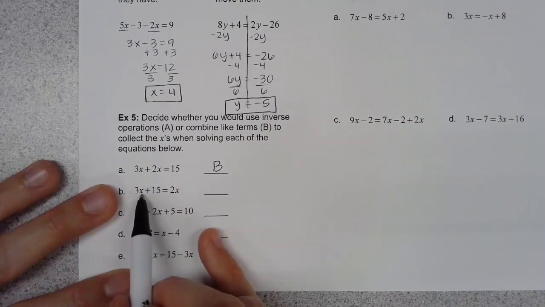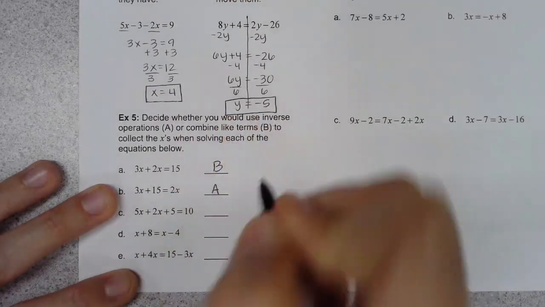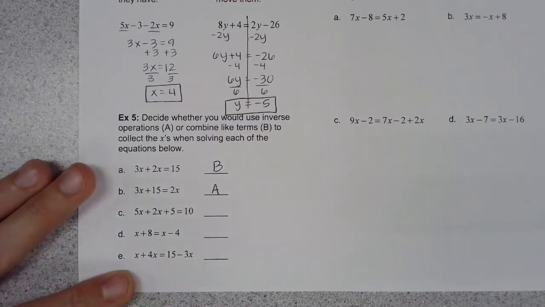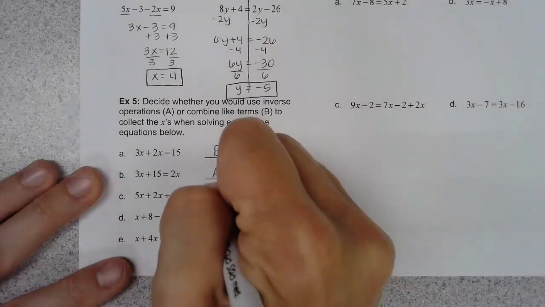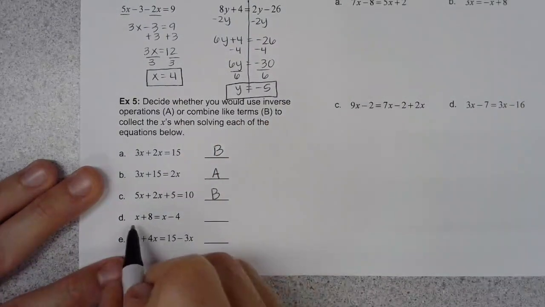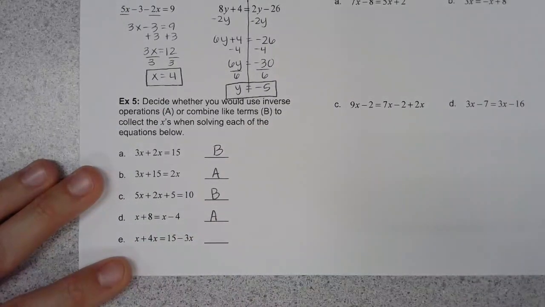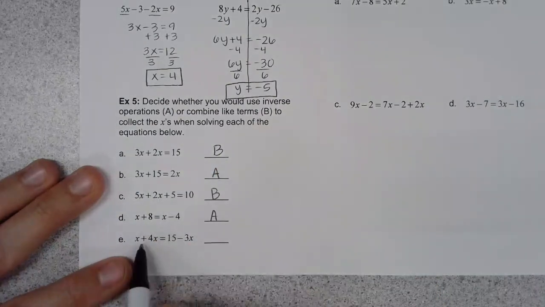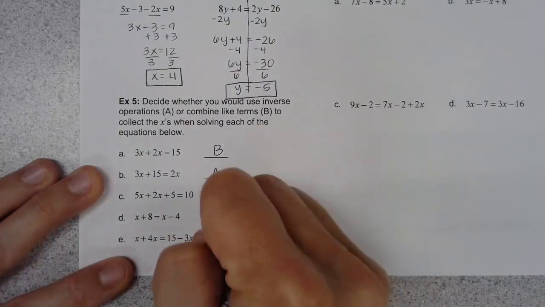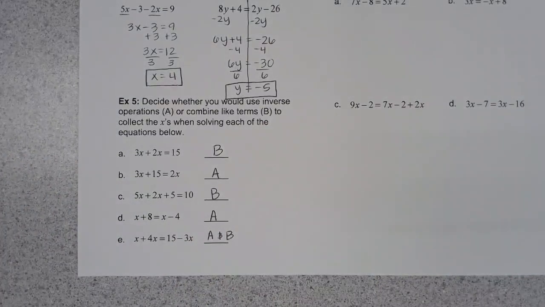You see how on this one the 3x and the 2x are on different sides of the equal sign? You would need to use inverse operations to get them collected on the same side of the equal sign. On this one, all your x's are on the same side, so you would be combining like terms. On this one, you have x's on different sides, so you would need to use inverse operations. And then on the last one, you have both, because over here you would be combining like terms A and B. So on that one, you would need to use both to get your x's together.